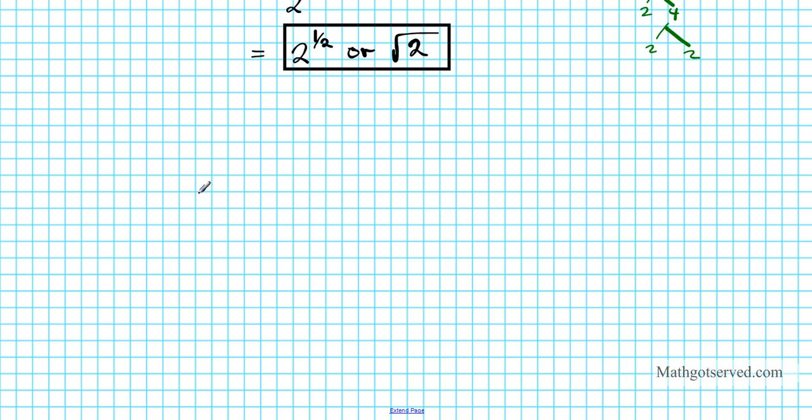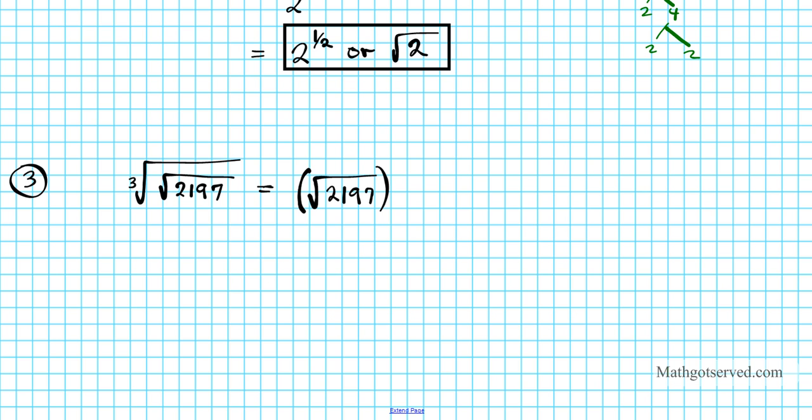In question number 3, we have a radical of a radical. We have the third root of the square root of 2,197. Okay. First of all, I want to express this radical of a radical as a power using the nth property of exponents. So to do that, let's focus on the exterior first. Since this is the third root, using the nth property, I can write this as the square root of 2197 raised to the 1/3 power. Okay. Notice I held the inner piece fixed, and I just focus on the outside.